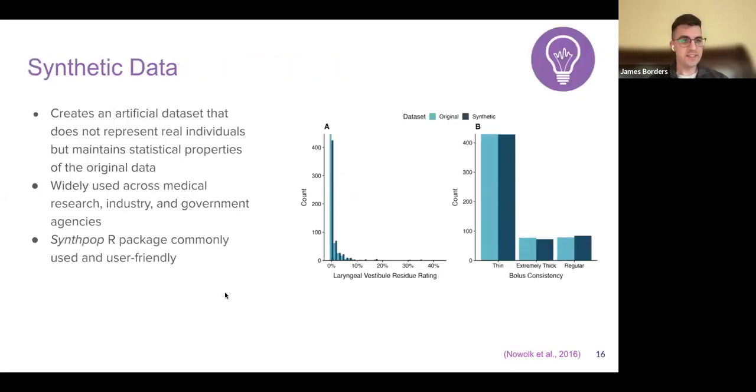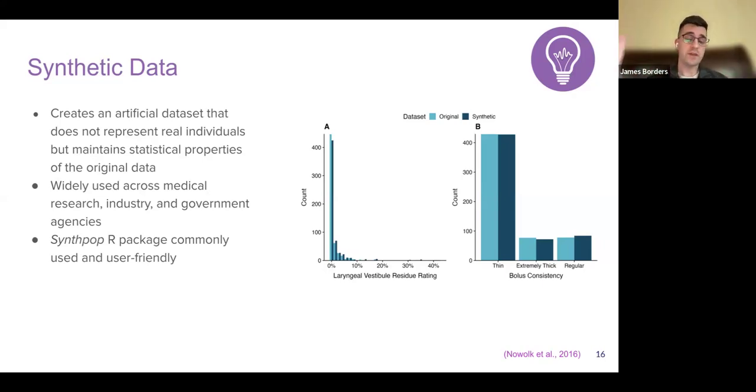Synthetic data has actually been around for a couple of decades now. It's widely used across medical, industry, and government agencies like the Census Bureau. Essentially, it's a way to create an artificial data set that doesn't represent real individuals from your study, but also maintains the statistical properties of your original data. It works better in some cases than others. It depends on your use case and your specific data, but it's very easy. There's an R package called SynthPop that's very user-friendly.